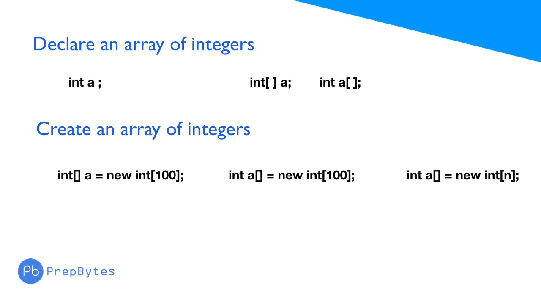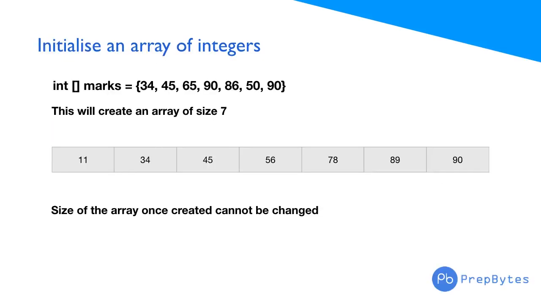So that was about declaring and creating an array. Now the next question is, how do I initialize an array of integers? Just like we initialize a variable, this is how we initialize. So let's see what's happening. When we write int marks, again we are declaring the array, and we are giving these elements: 34, 45, 65, 90, 86, 50, 90.